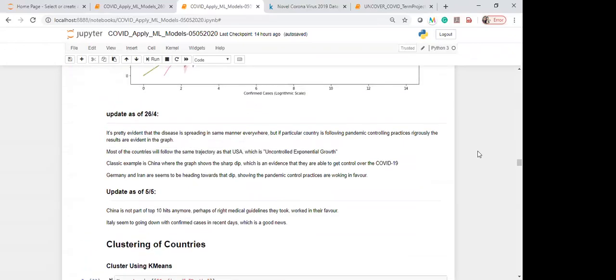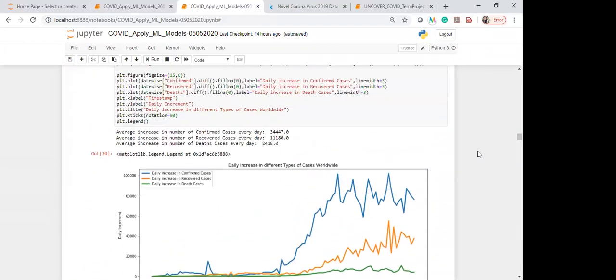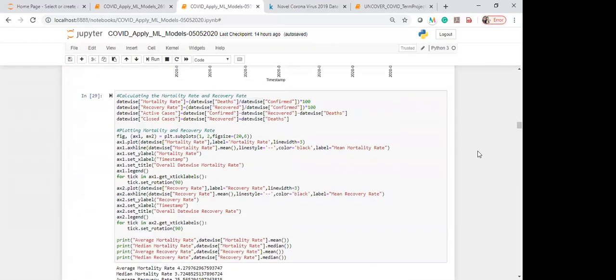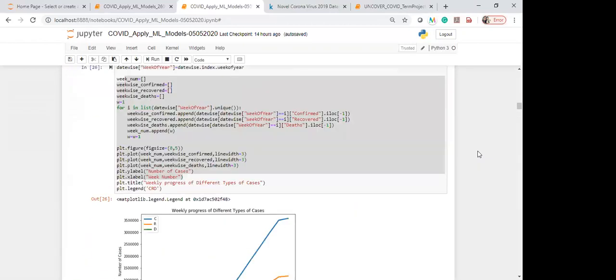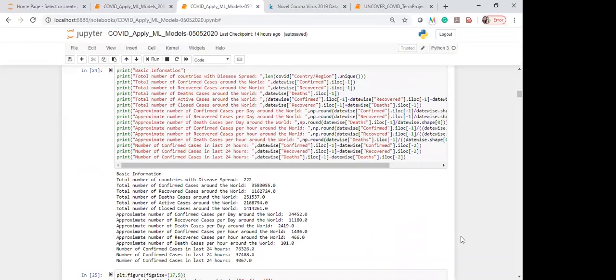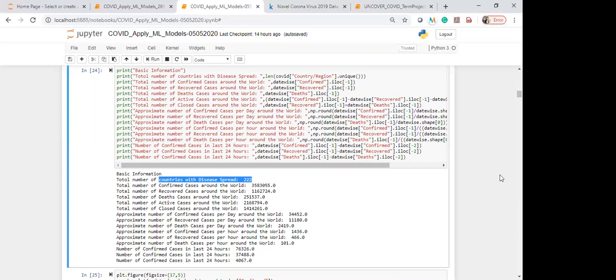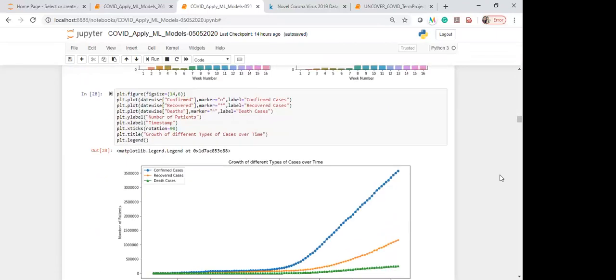We have 222 distinct countries that are affected by this. So it's 222. I'm just trying to find where I mentioned that. Yeah, the total number of countries with the disease spread is 222, which have been used for this clustering. Okay, so you're just showing the top ones in that window below. Is that right?